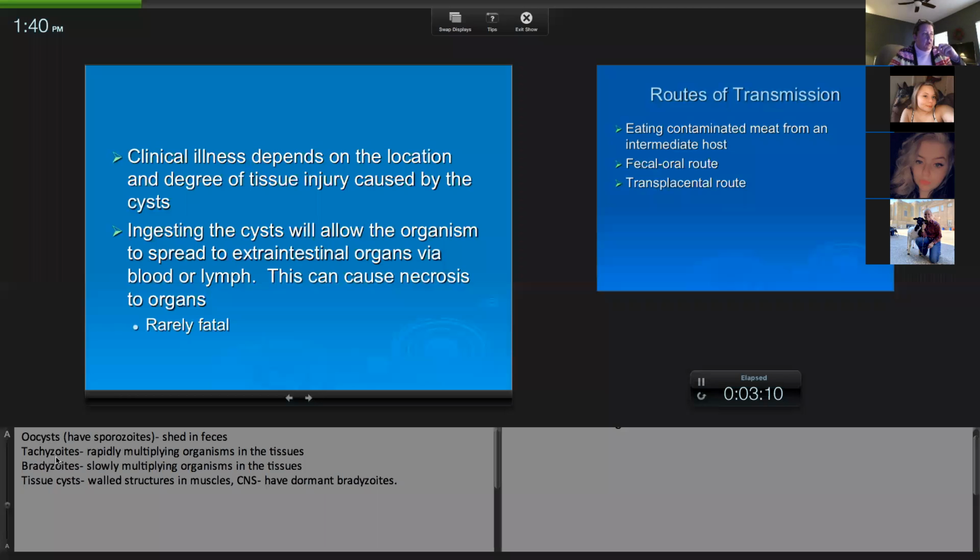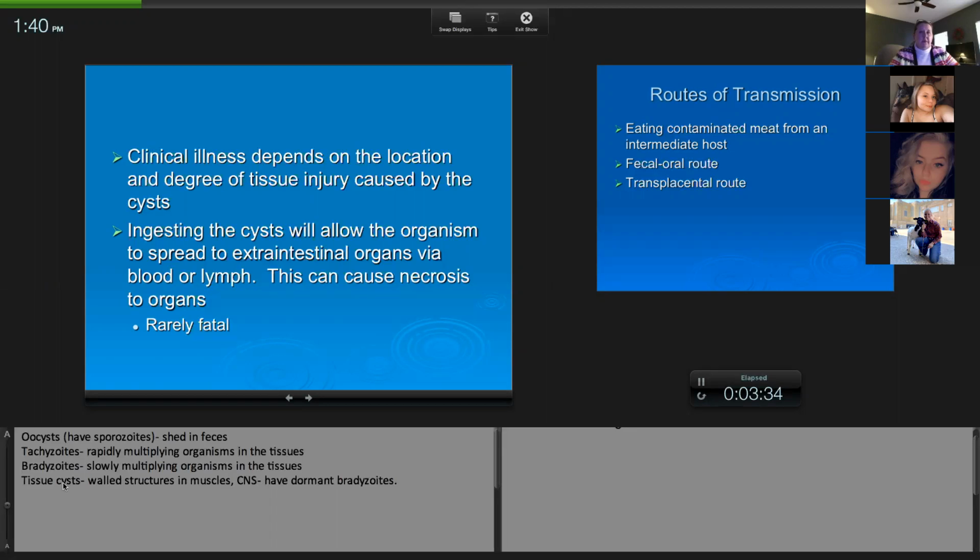Now the tachyzoites are rapidly multiplying. Once they get to the tissue stage and migrate, they would rapidly multiply, but if it's a bradyzoite, they are slowly migrating. So they can have either form: tachy means fast and brady means slow. So it can multiply fast or slow in the tissues.